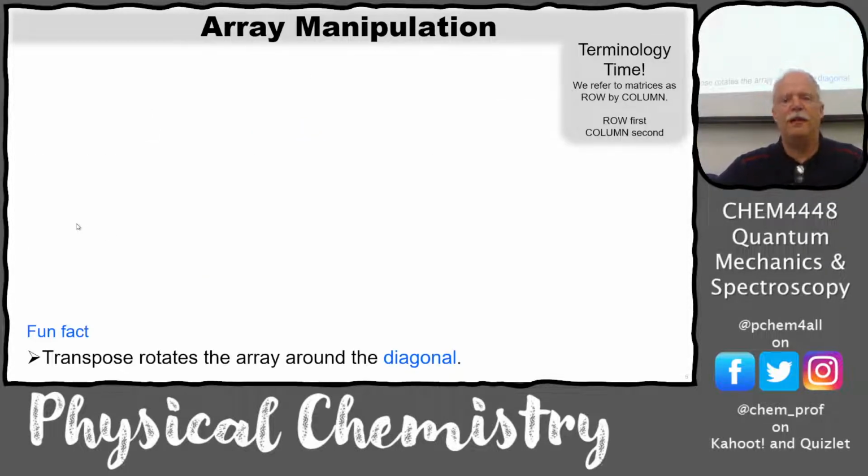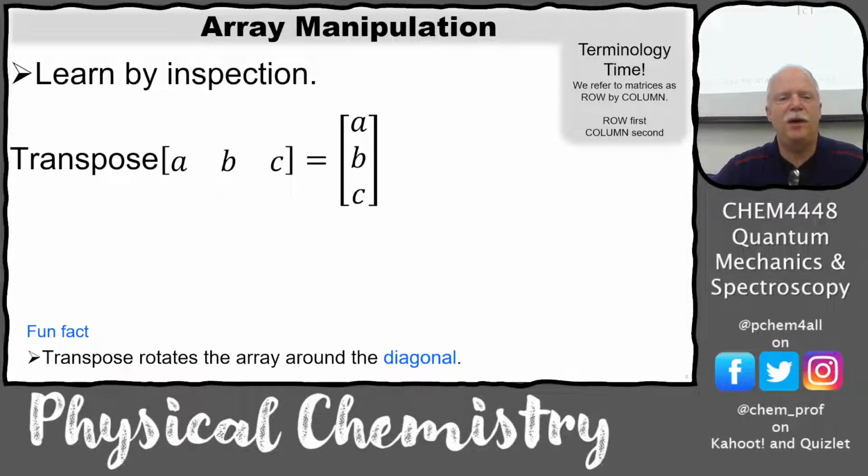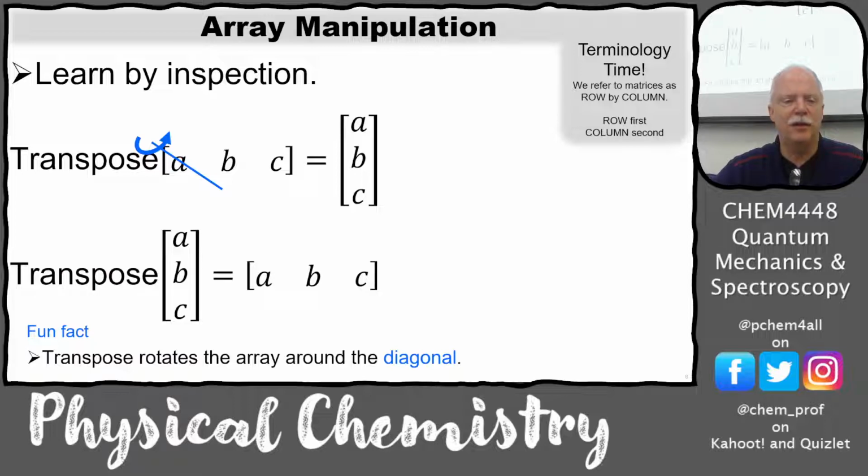So what about array manipulation? Let's learn by inspection. So if we transpose ABC, we flip it from a row to a column. And we turn it on that top left number. So that ends up being what we call the diagonal. If we transpose a column, we can flip it into a row. It's not exactly clear that that's a diagonal because it's just a single number.